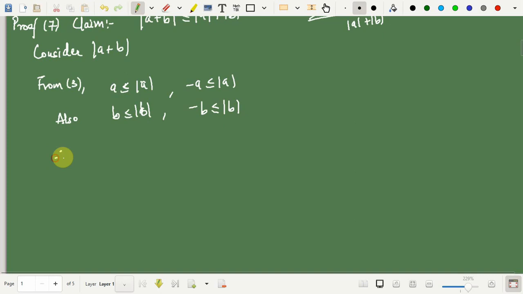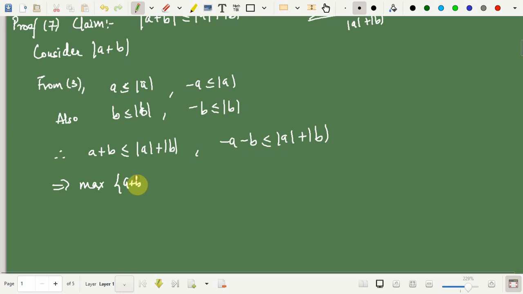So, you get, and therefore, we have a plus b less than or equal to mod of a plus mod of b, and minus a minus b is less than or equal to mod of a plus mod of b, right. So, you can see that a plus b as well as minus a minus b are both less than or equal to mod of a plus mod of b, and therefore, this implies that the maximum of both of these, that would be either a plus b or minus a minus b, has to be less than or equal to mod of a plus mod of b, because both are less than or equal to it. So, we have this inequality, but what is that?